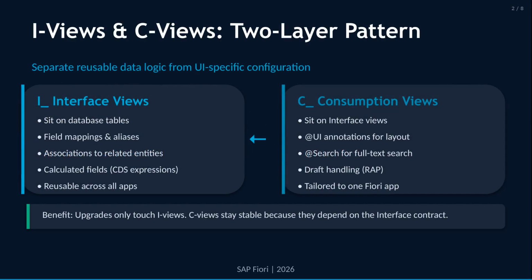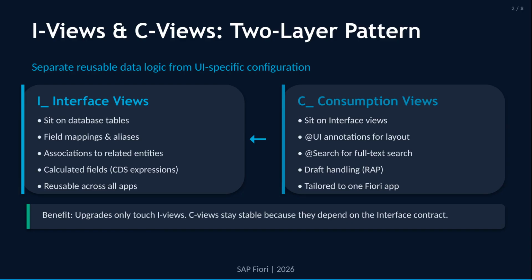SAP recommends a two-layer CDS view architecture. The first layer is the interface view, prefixed with I_. Interface views sit directly on top of database tables and define the canonical data model. They contain field mappings, associations to other entities, and reusable business logic like calculated fields and currency conversions. They are reusable across multiple consumption scenarios.